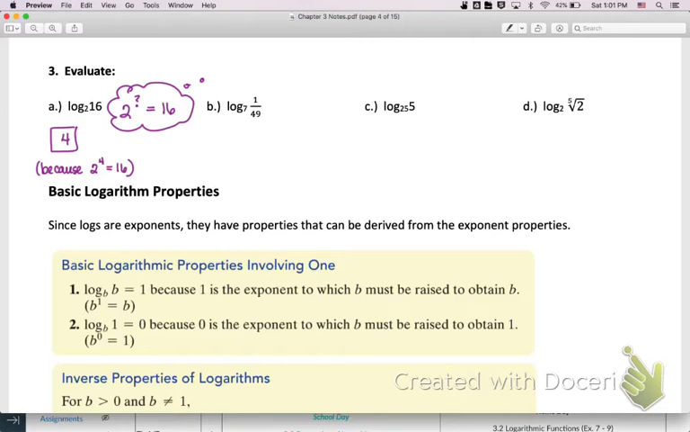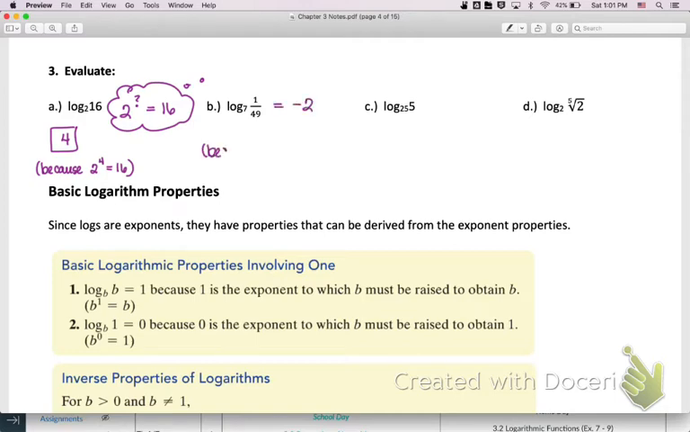Now for B, we're saying 7 to what power equals 1 over 49? Well, the first question is, how do we get to a fraction if we have an exponent? We know that our exponent needs to be negative. That's how we're going to get the 49 down to the denominator. And then 7 squared is 49, so this is going to be negative 2.